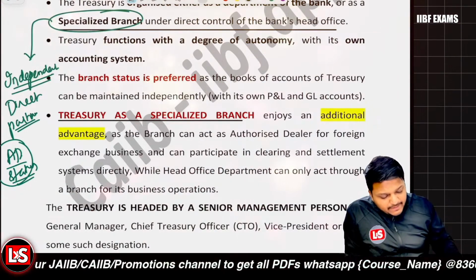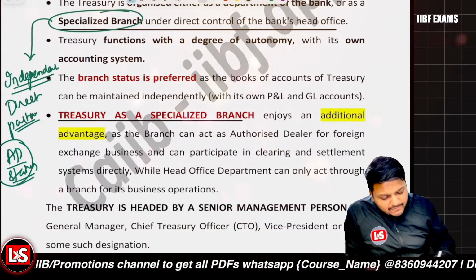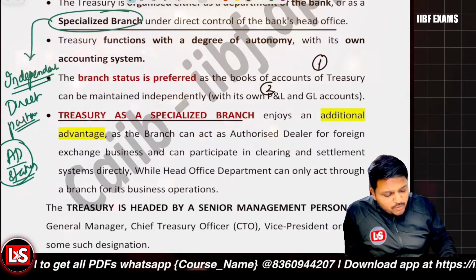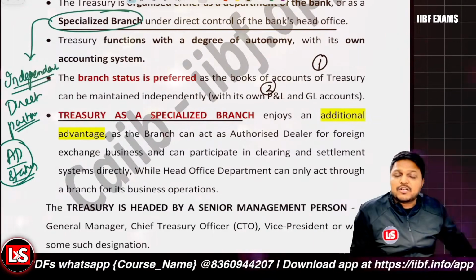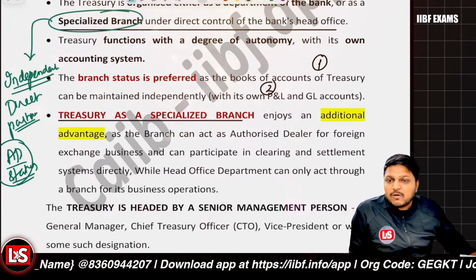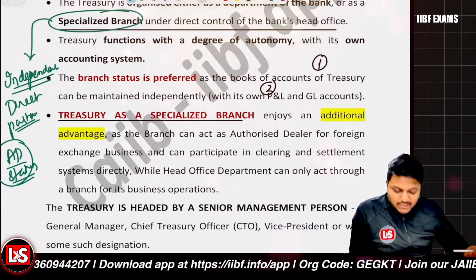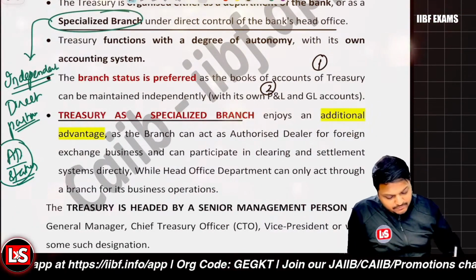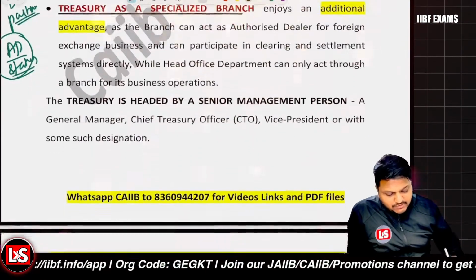And why is it preferred? Because first of all, you're having the independent accounting. Second thing, you'll be having your own profit and loss account and the general ledger accounts. Clear with it? So you'll be having the independent accounting, the direct market participation, and the authorized dealer status.